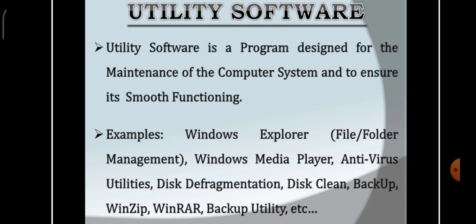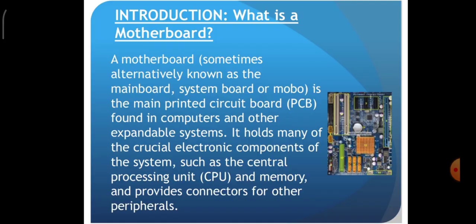Utility software is a program designed for the maintenance of the computer system and to ensure its smooth functioning. Examples: Windows Explorer, file folder management, Windows Media Player, antivirus utilities, very important, disk defragmentation, disk cleanup, backup, WinZip, WinRAR, backup utilities are some of the examples of utility software. Very important utility software is the antivirus utilities.